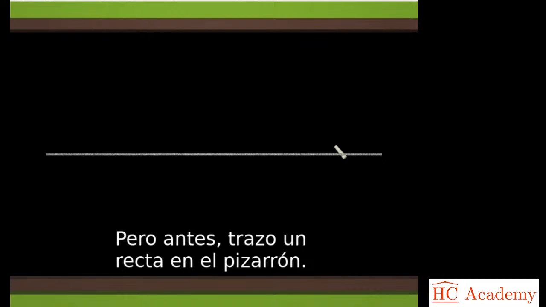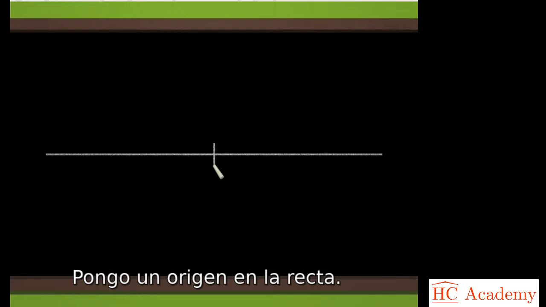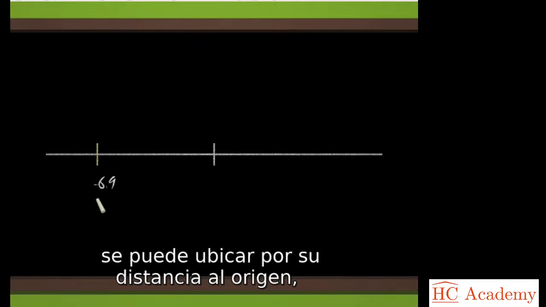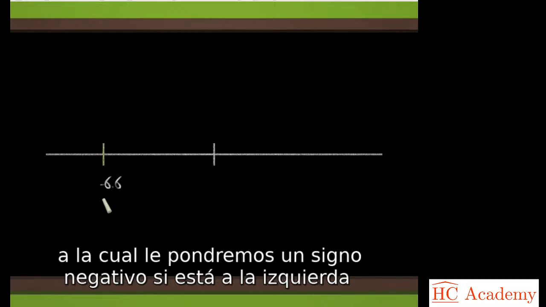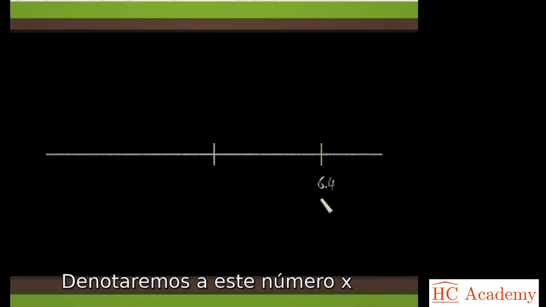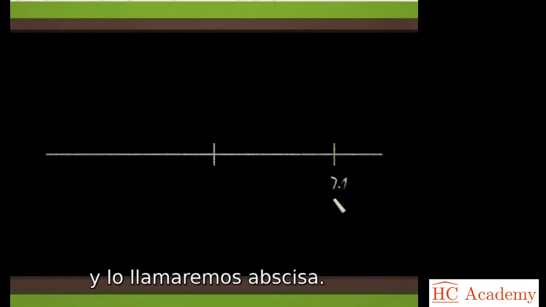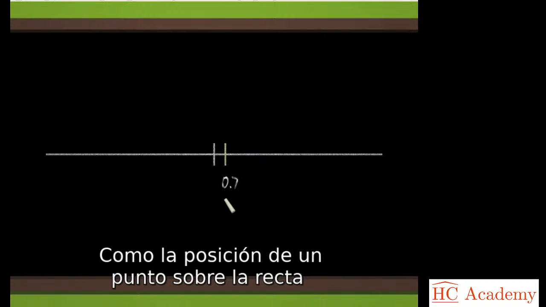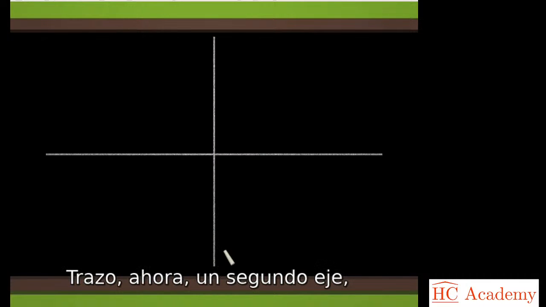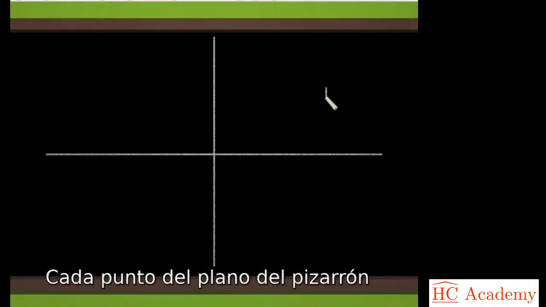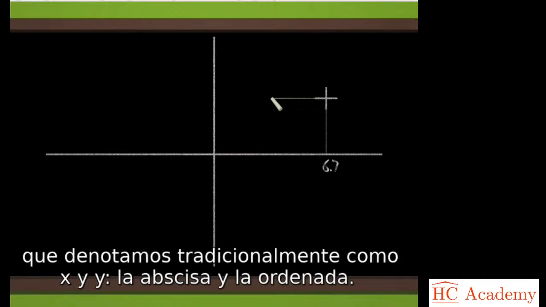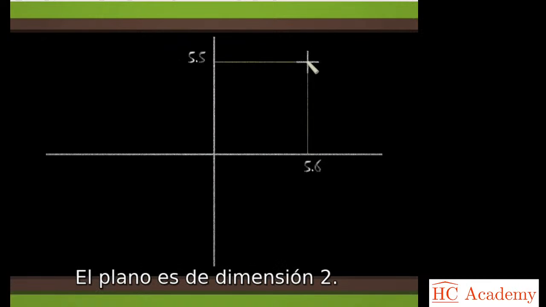But before we begin, I'll draw a straight line on the board. Let me just mark the origin here. Each point on this line can be located by its distance from the origin, with a minus sign if it is on the left, and a plus sign if it is on the right. Usually the number is denoted by X and is called the abscissa. Since the position of a point on a line can be described by a single number, we say that the line has dimension 1. And now I draw a second axis perpendicular to the first one. Each point in the blackboard plane is now completely described by 2 numbers, usually denoted X and Y, the abscissa and the ordinate. The plane has dimension 2.